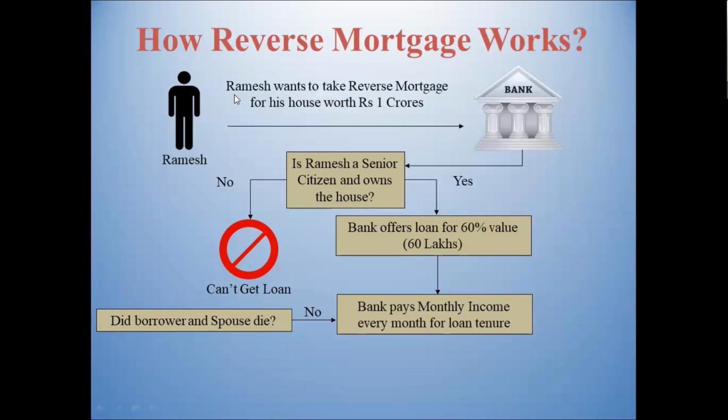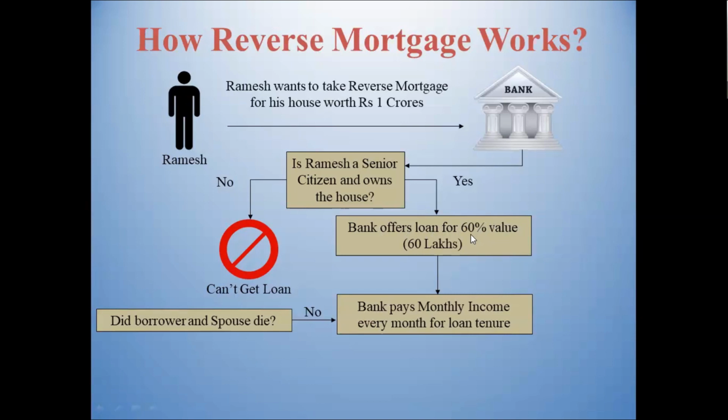Let's say Ramesh wants to take a reverse mortgage loan and his property is worth 1 crore. Then there are two conditions: whether Ramesh is a senior citizen. If the answer is yes, he can get a loan. The second condition is the house property he wants to mortgage must be in his own name. If the answer is yes, he is eligible for the reverse mortgage loan. If the answer to both the conditions is no, then he is not eligible for the reverse mortgage loan.